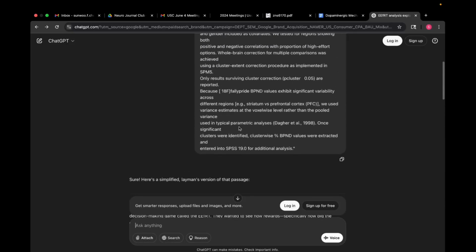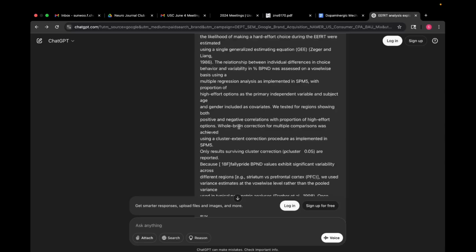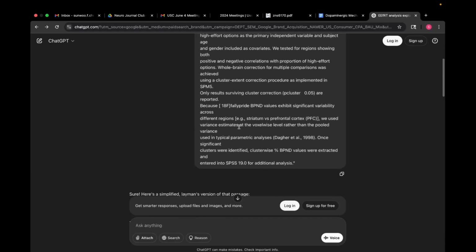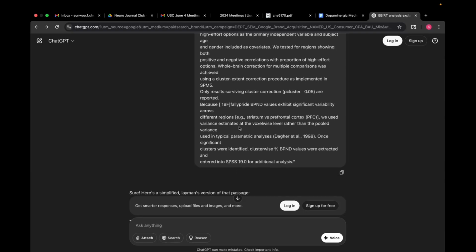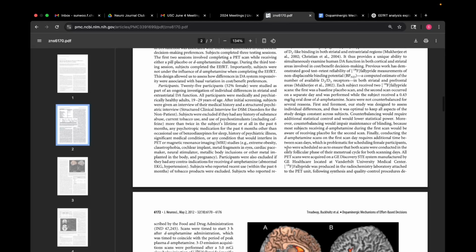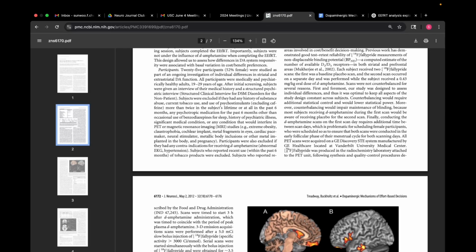Obviously, ChatGPT only has access to this one paragraph that I feed to it, so it might not have the whole context of the paper. However, it's able to give you some sort of footing to step on, so you can analyze that paragraph that you didn't understand a little bit more clearly now.